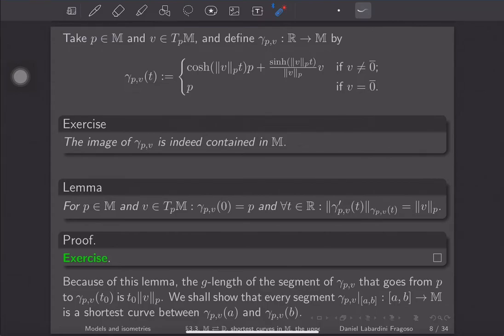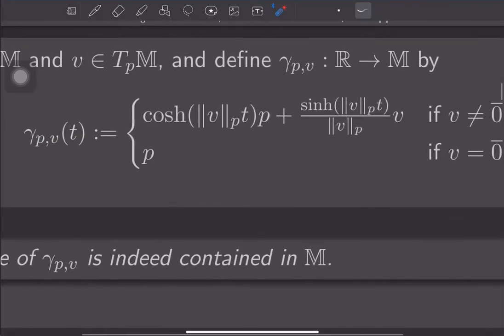Right, and somehow my candidate to do that is this function. So that at time t, you see this looks similar to just the usual parametrization of the circle, right? Cosine, sine looks similar, right? Except that of course it has to be modified and there has to be some hyperbolic stuff there.